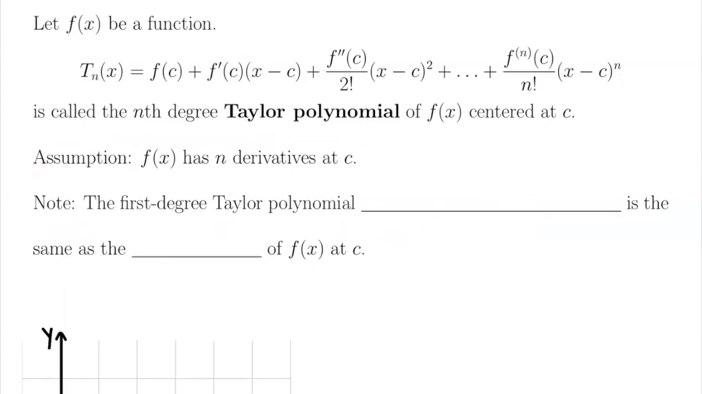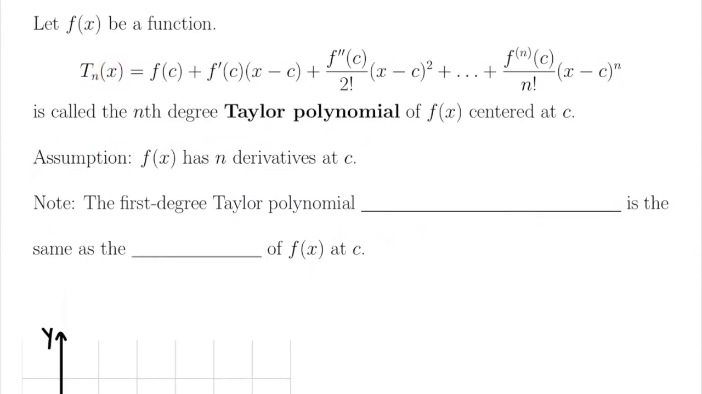So let's say that f of x is a function, of course, and here the capital T stands for Taylor. It's T sub n. T is a polynomial in this case, just like a function like p of x or f of x. It's called a Taylor polynomial, and the subscript n means the degree of the polynomial is n, and the of x part means it's a function of x, of course.